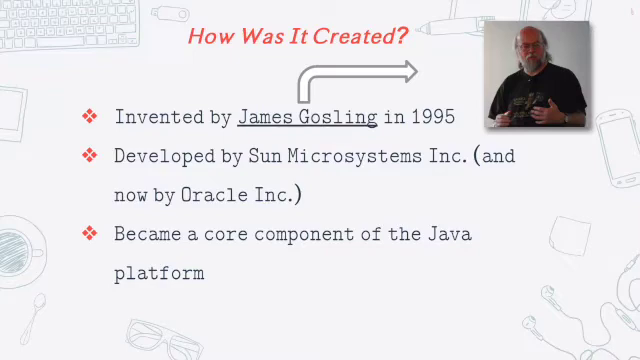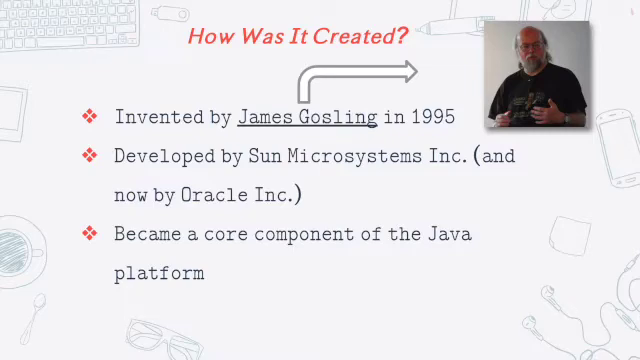The Java programming language was invented by a man called James Gosling, who earned a Bachelor of Science in Computer Science from the University of Calgary and a PhD in Computer Science from Carnegie Mellon University. He and his team first got the idea of creating Java in 1991 at Sun Microsystems Inc., and later released it in 1995. Java then became a core component of the Java platform.